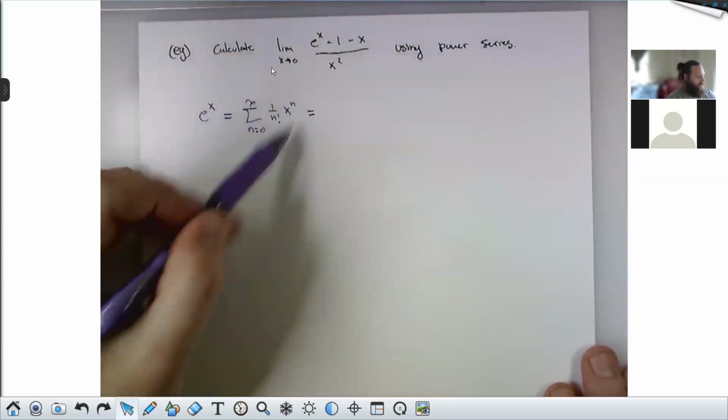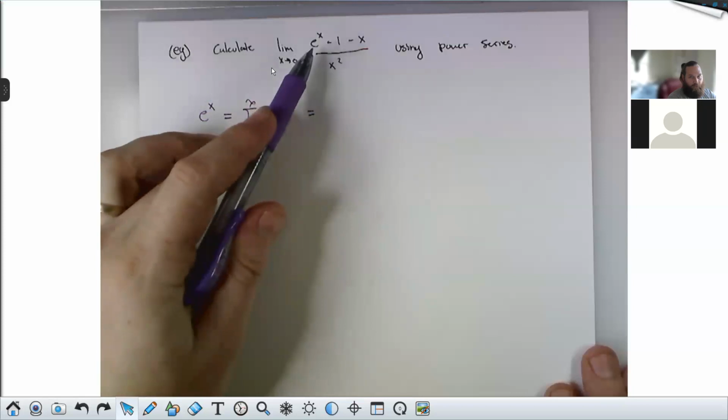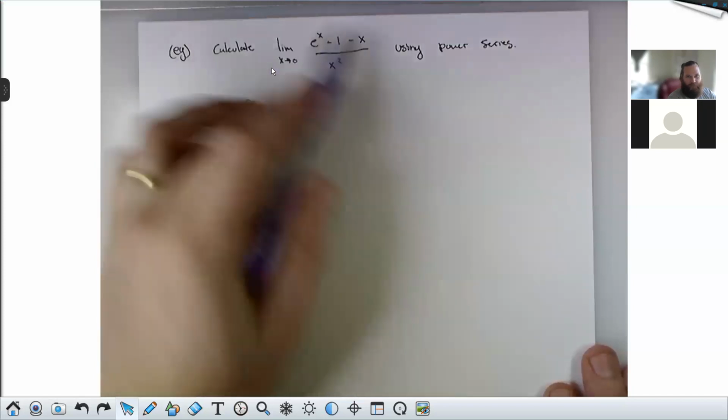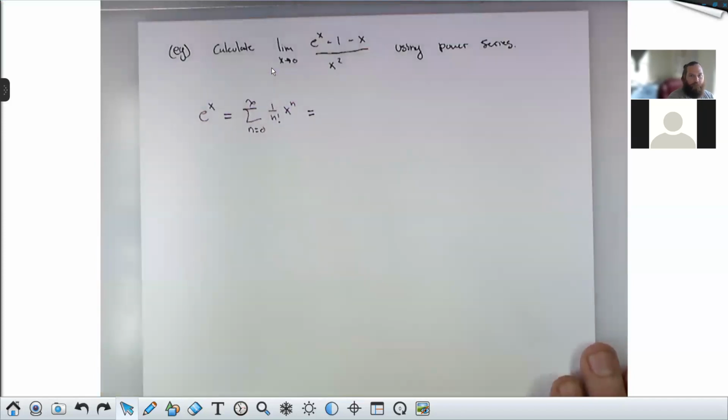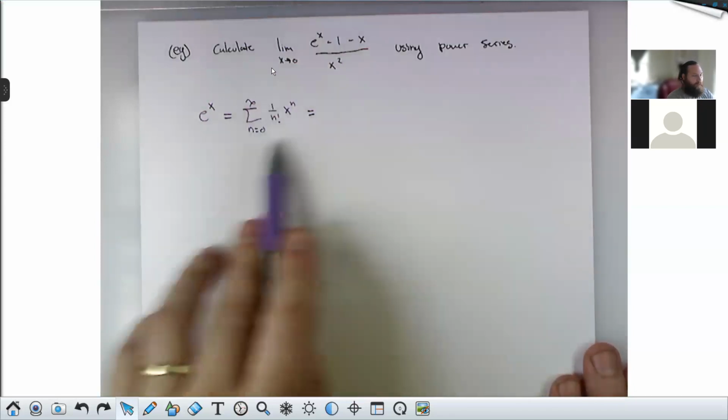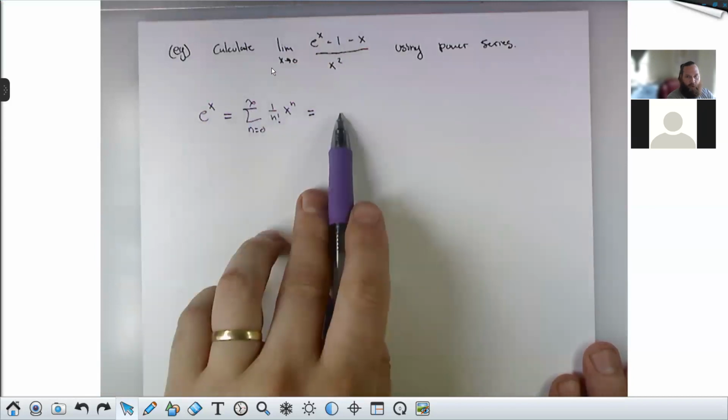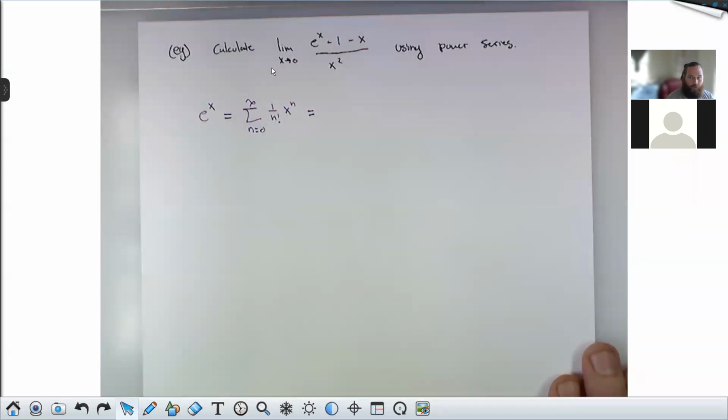You could just plug this sigma expression in for e to the x here, but that's going to make this thing look real damn scary. So for all these limit problems, my advice is to, instead of plugging in the sigma form of the power series, write it out, long form in the dot, dot, dot notation, and plug that in.